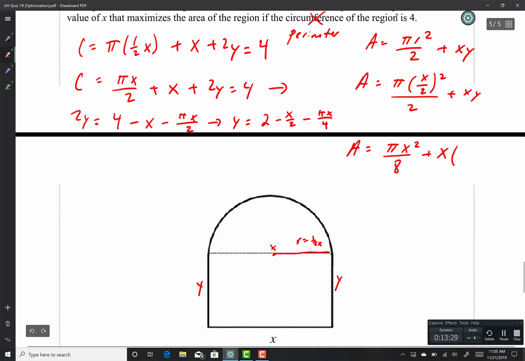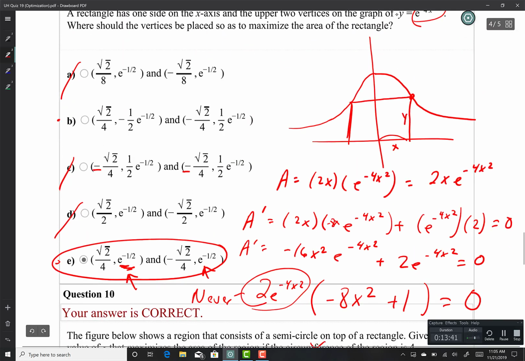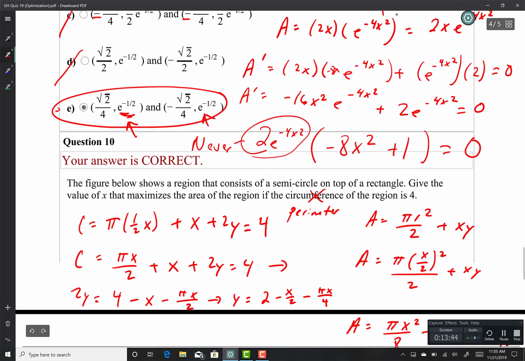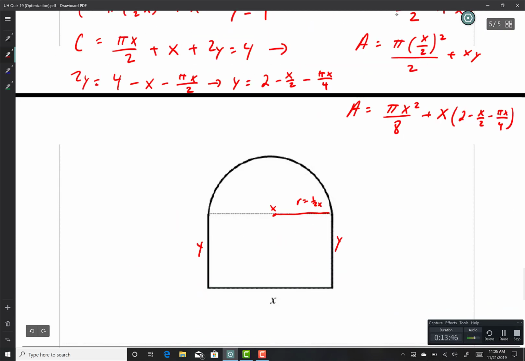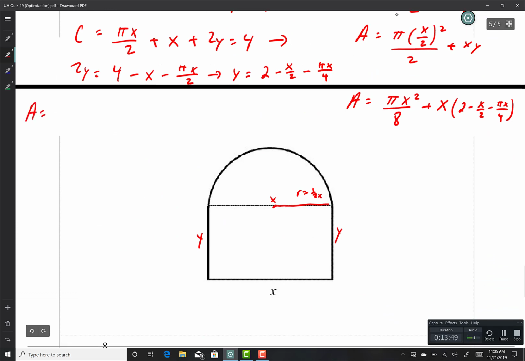So, and I could combine here, guys, but I'm not. I'm just going to leave it. 2 minus x over 2 minus pi x over 4. All right, this is what I want to maximize. Let's see. The figure below gives the value x and maximize the area. Okay, this is what I want to maximize, so this is what I'm going to take a derivative of. So I'm going to first distribute here, guys. So pi x squared over 8 plus, let's see, plus 2x minus, that's x squared over 2, minus pi x squared over 4.